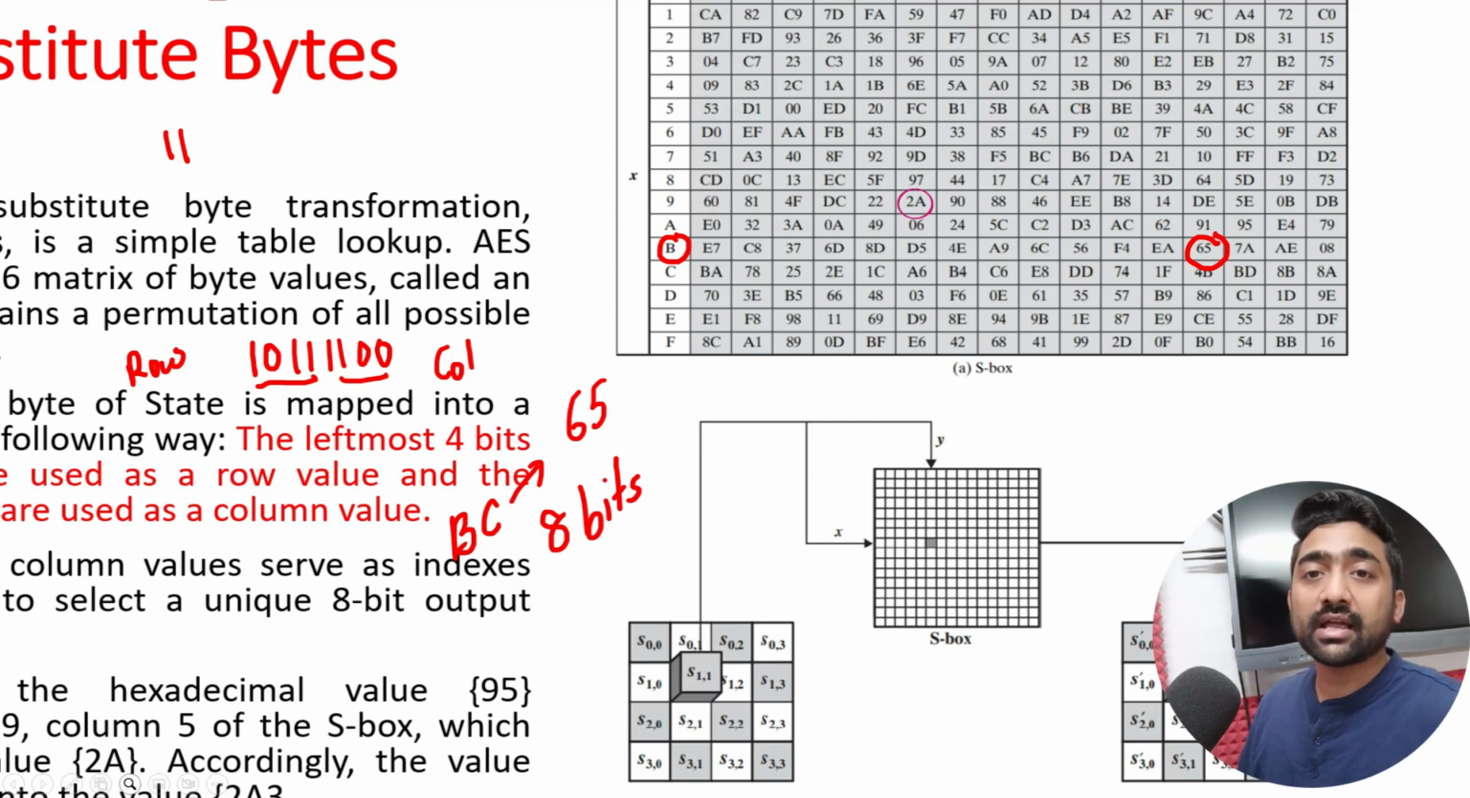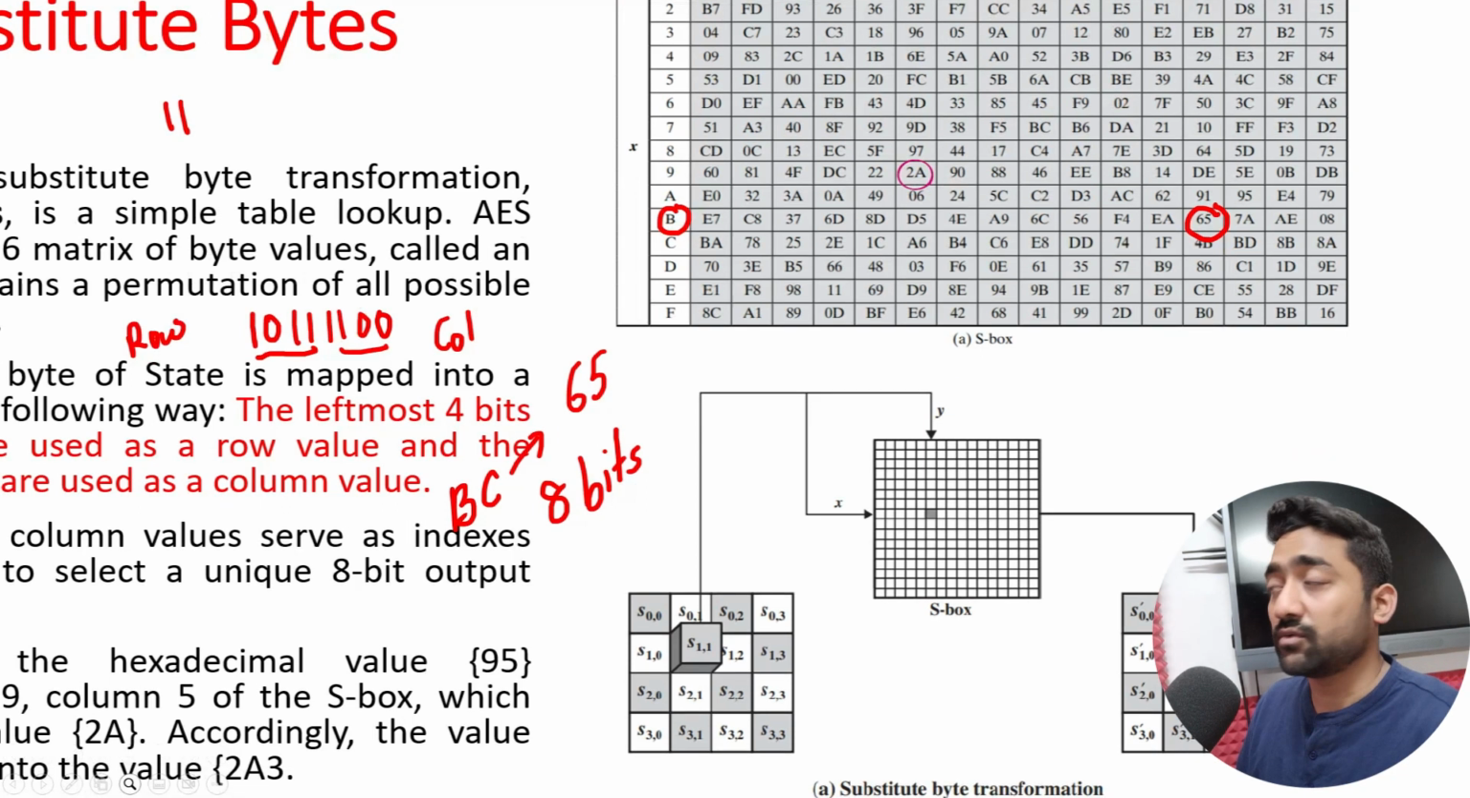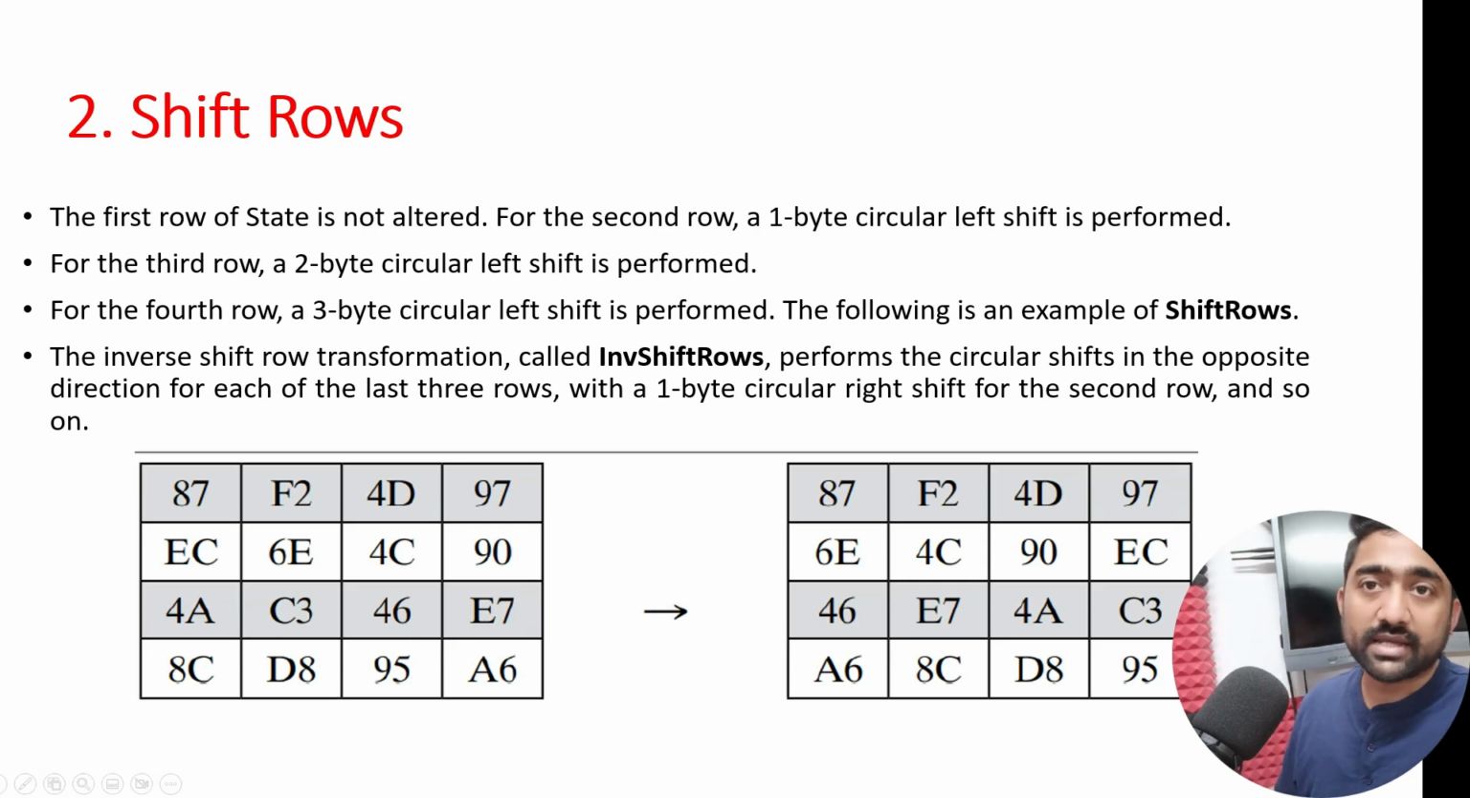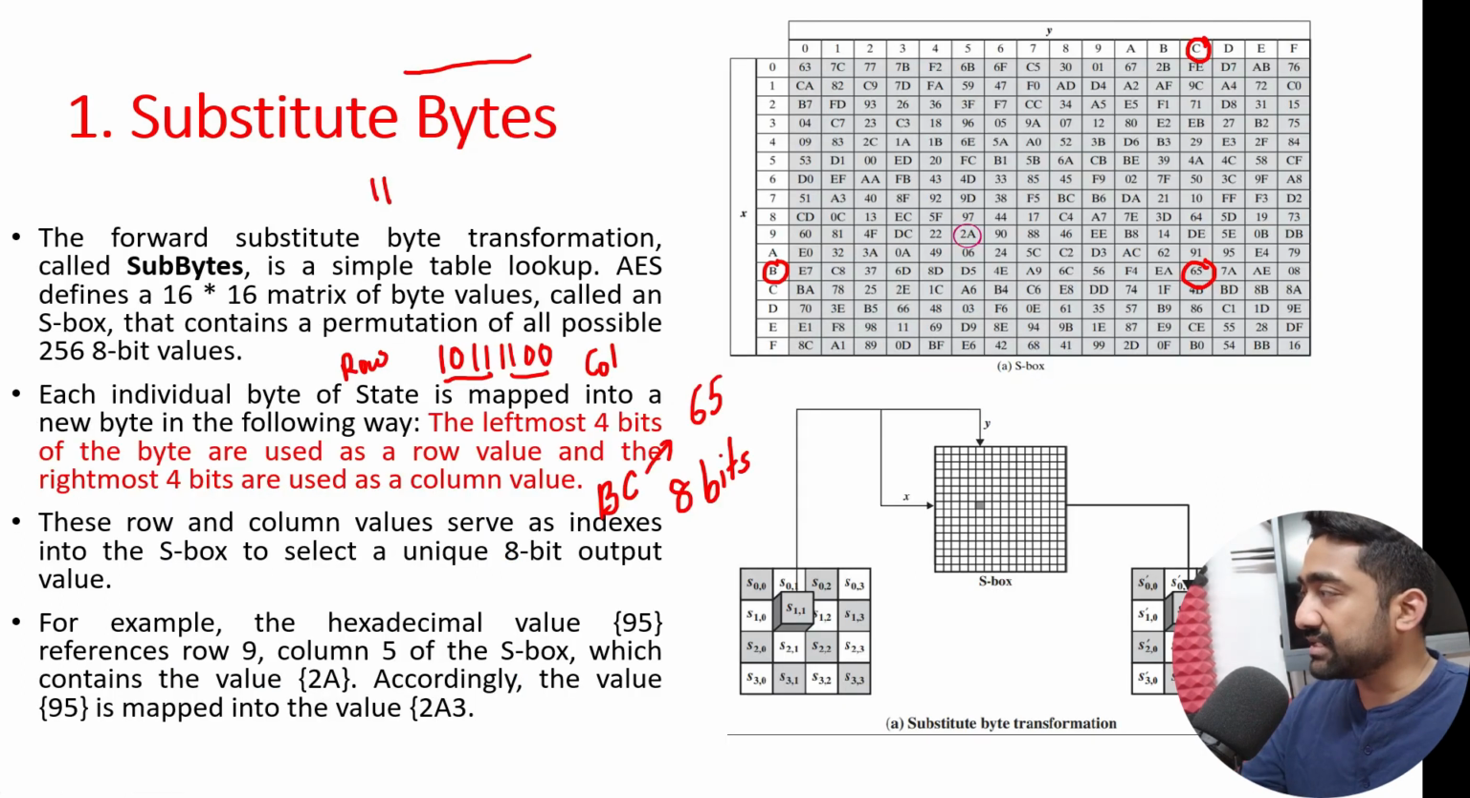So let's go ahead and see the next phase that happens in round number 1. The next phase is what we call shift rows. It is one of the simplest kinds of operations. As you can see on your screens, the shift rows operation basically takes the entire matrix and applies some kind of transformation.